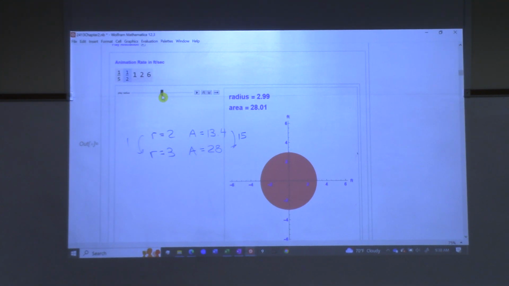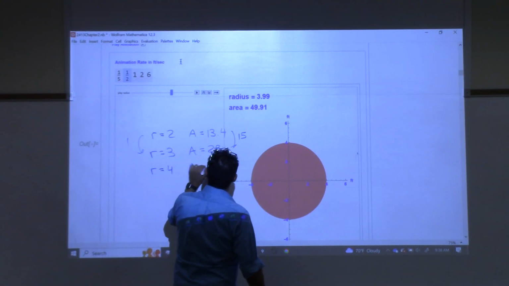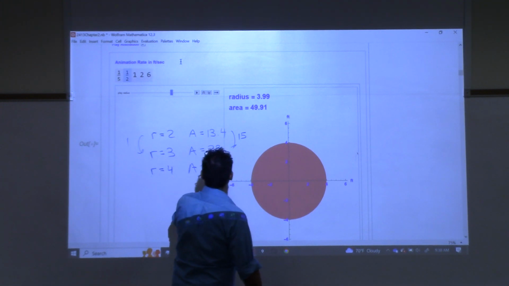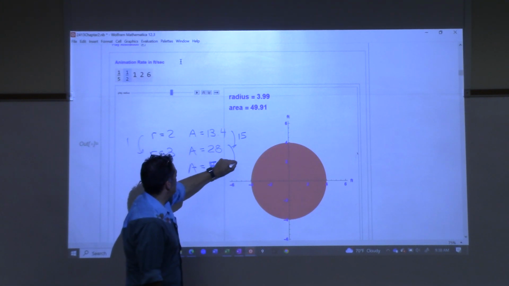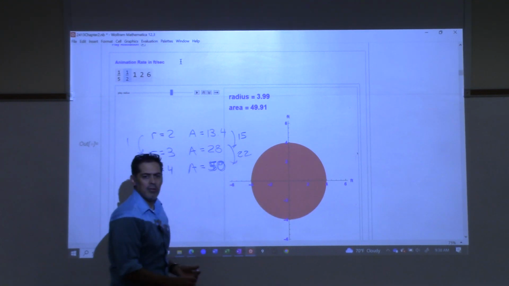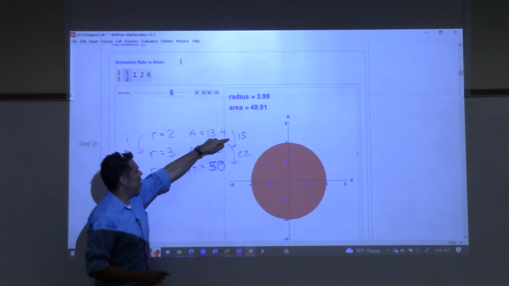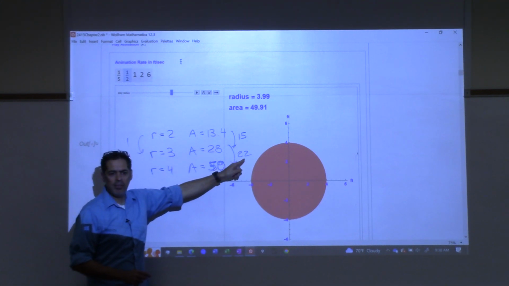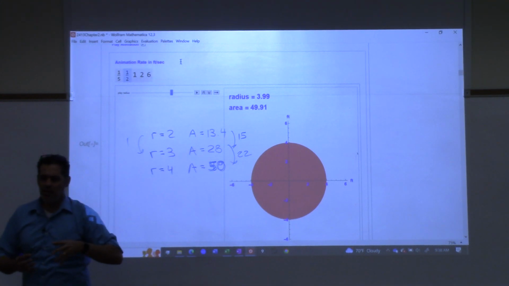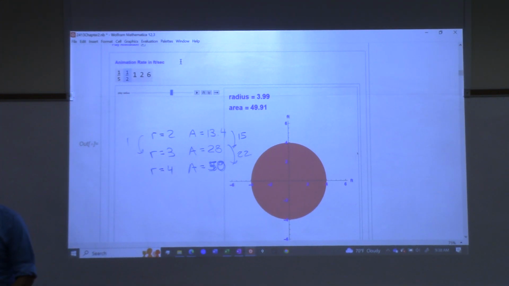Let's see. I'm going to go to 4. Right there, close enough. When my radius is 4, my area is now 49, almost 50. Let's say 50. So how much did it grow by? 22-ish. Do you see that when we jump by 1 here, it only grew by 15. When we jump by 1 again, now it grew by 22. See, this rate of growth is not constant. The rate of growth of the radius, I'm letting it be constant. The rate of the growth of the area is not.